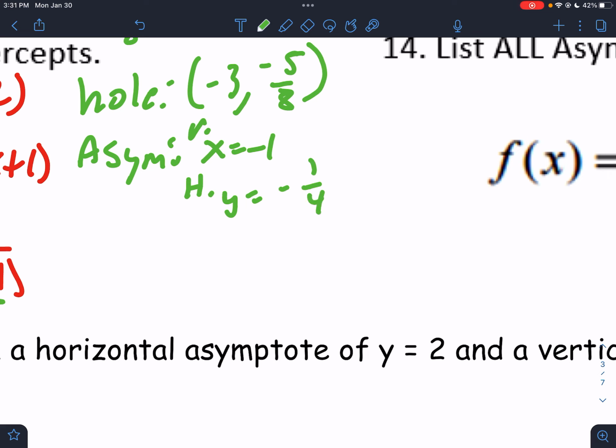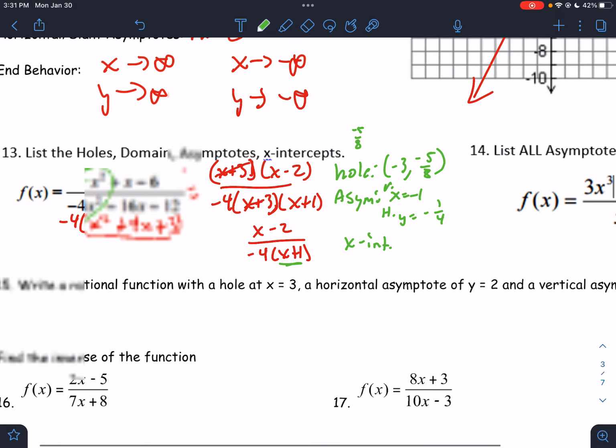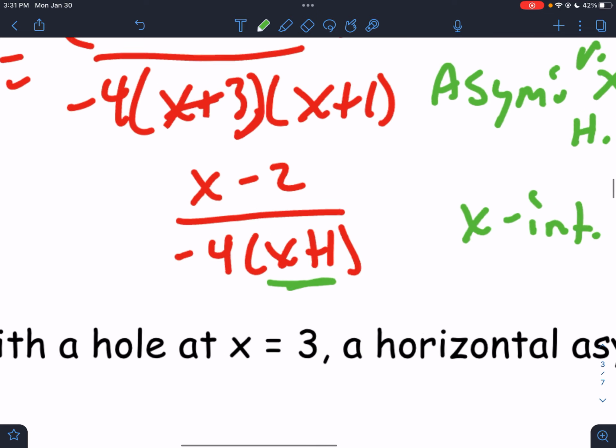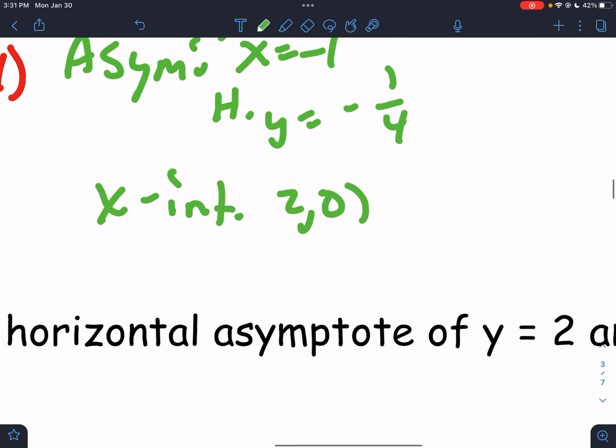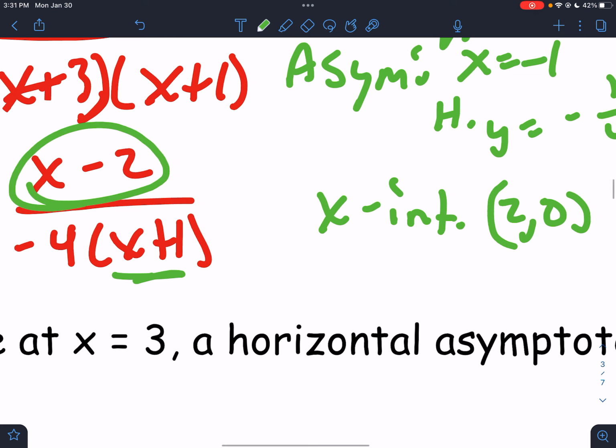And then we have an x-intercept. Just x-intercepts, no y's, okay? X-intercepts, we go back here. What would make the top 0? 2. So that's at 2, 0, right? Just whatever would make the top 0. That's your x-intercept.